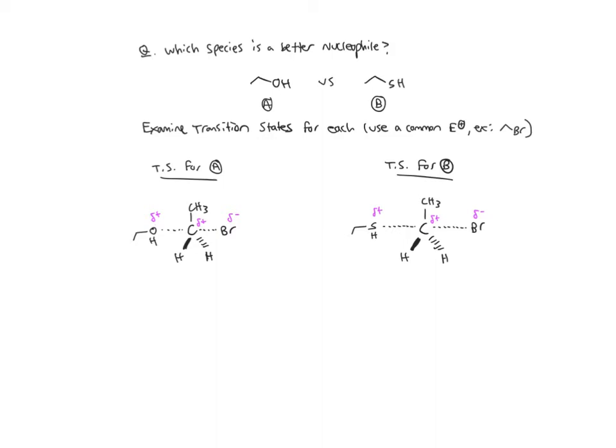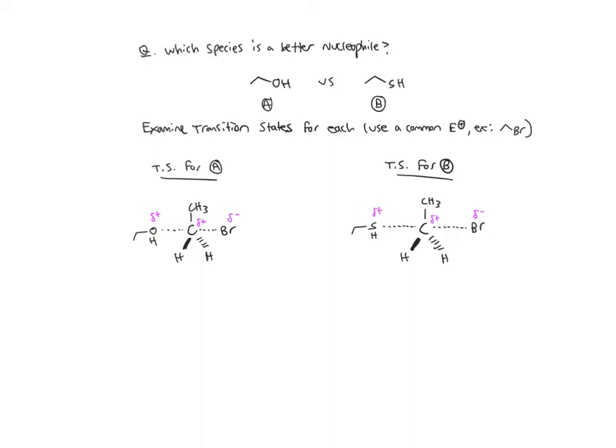When we draw out our transition states, we see basically a similar look to the transition states we saw before when we were comparing electronegativity. We have this extra group on our nucleophile, so we've drawn that out there. Our electrophile is exactly the same in both transition states as in the other examples we were seeing. So we're looking at the nucleophile. We have this delta plus on an oxygen versus a sulfur atom.